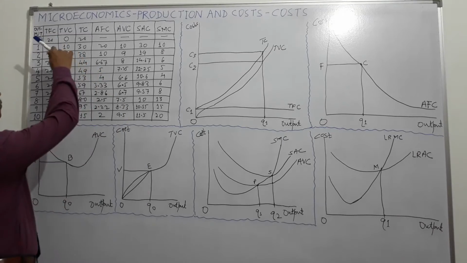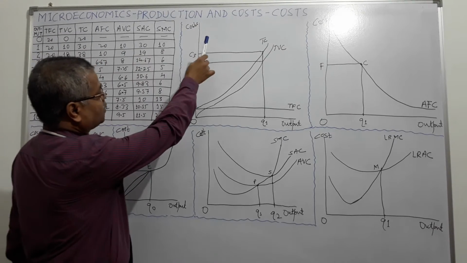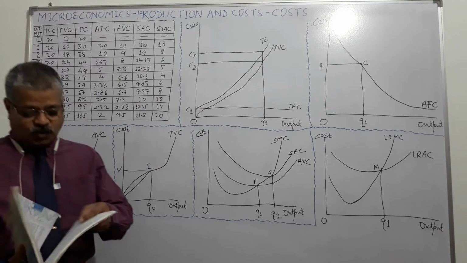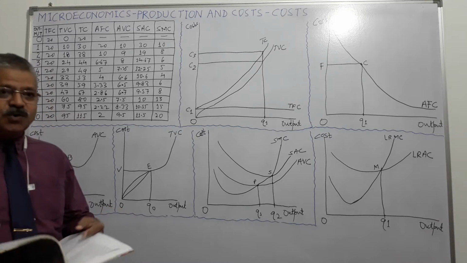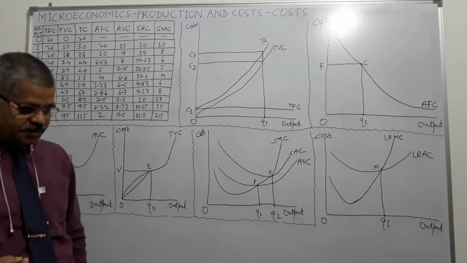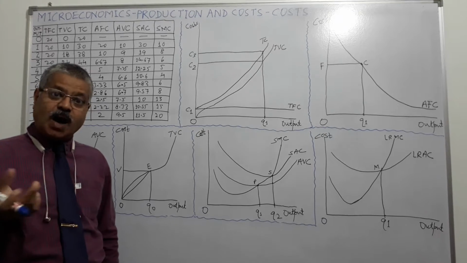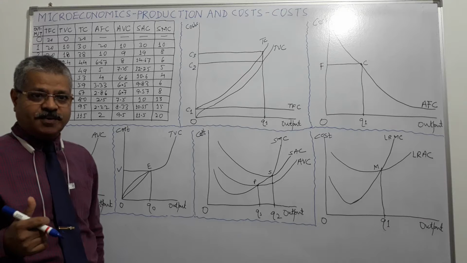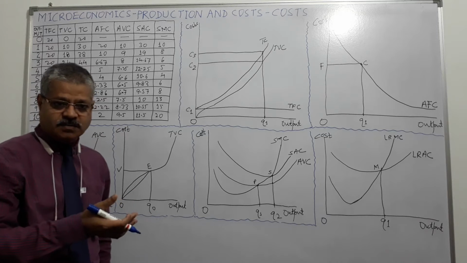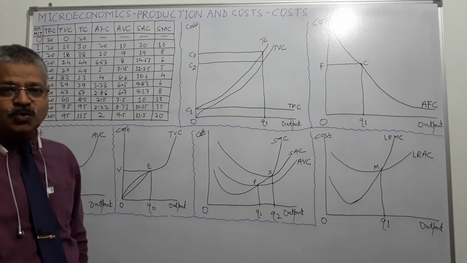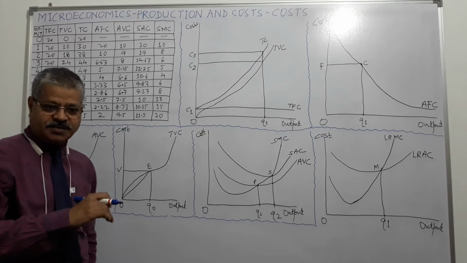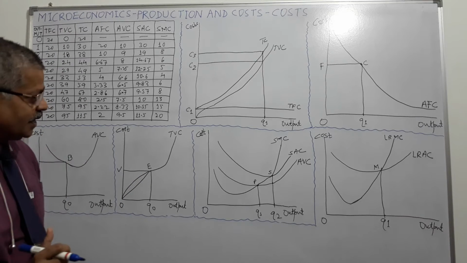Today we will study microeconomics, production and cost, and in that, costs. So we start like this. In order to produce output, any firm needs to employ inputs. And the desired output could be achieved by various combinations of inputs. Suppose input 1 is 3 units, input 2 is 4 units, or input 1 is 5 units, input 2 is 1 unit, like this.